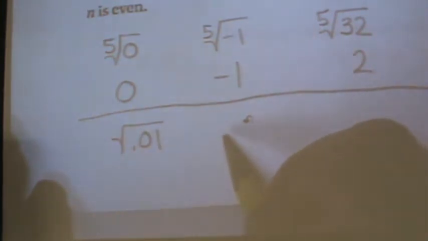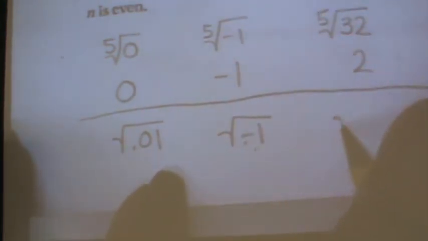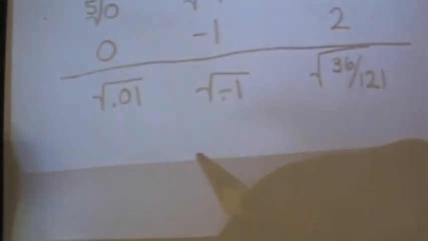How about B? What are the real square roots? I want the square root of 0.01, the square root of -1, sorry, and the square root of 36 over 121. These are even indexes. Anyone have an answer? Can't do the middle one. Good job. What else? I heard 6 over 11. You got half right. Plus or minus, yeah, plus or minus. Good job. How about this one? This is plus or minus 0.1. Okay, backside.